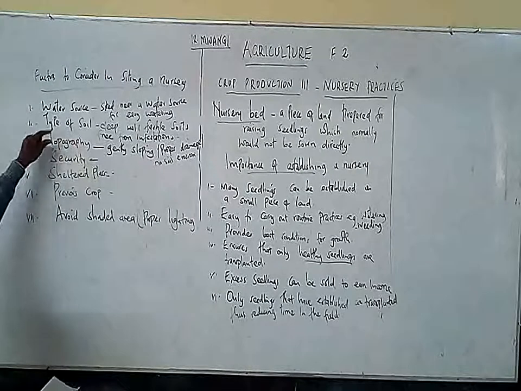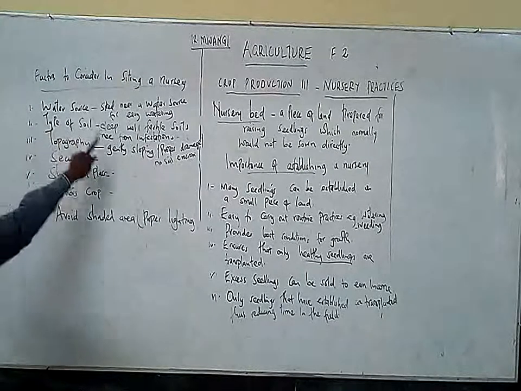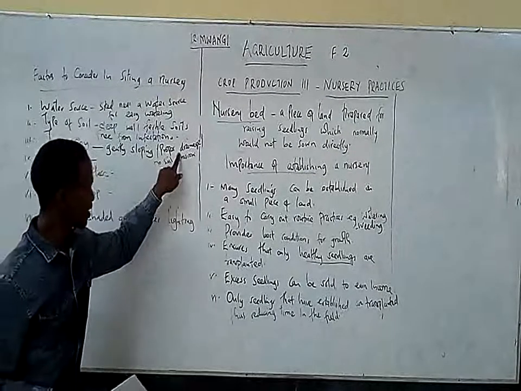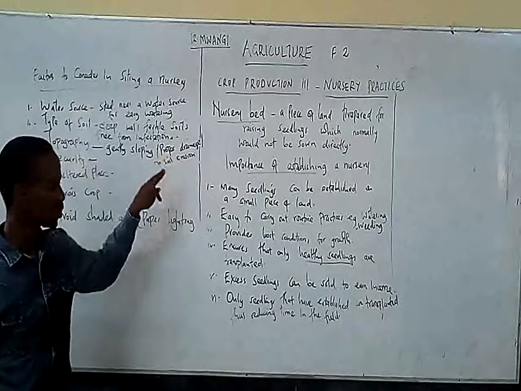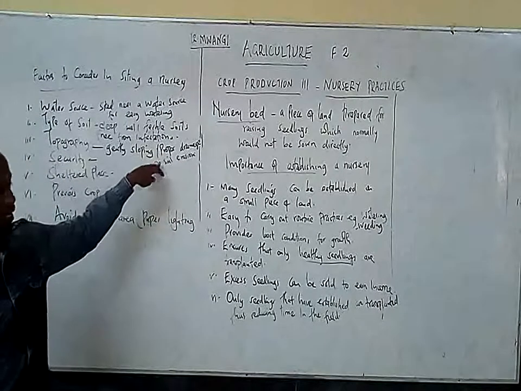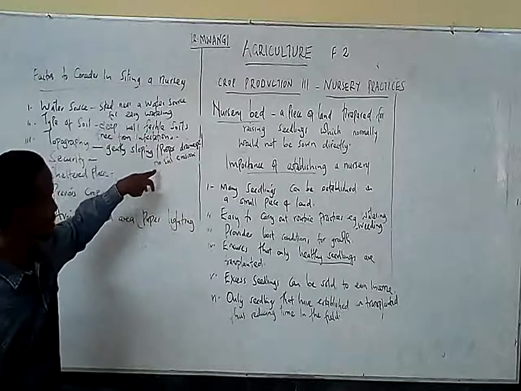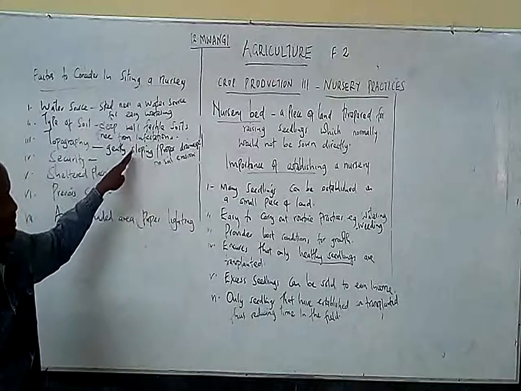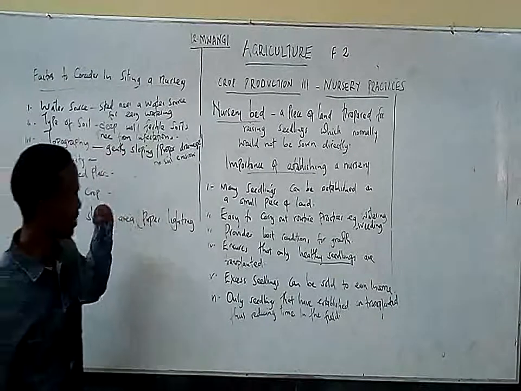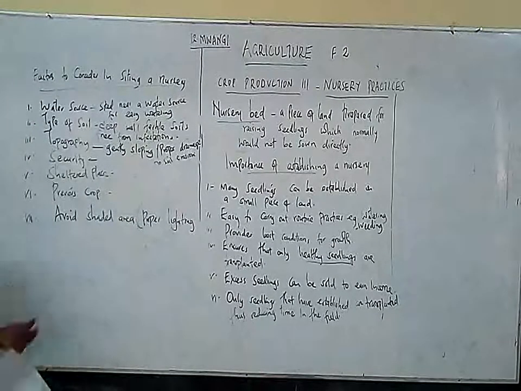Again, just to remind you, topography I've said is gently sloping for proper drainage, no soil erosion, and no water logging. Remember water logging? In this case, you're not going to have enough air in the soil, and then our seedlings will be very weak, and they will eventually turn yellow and die.